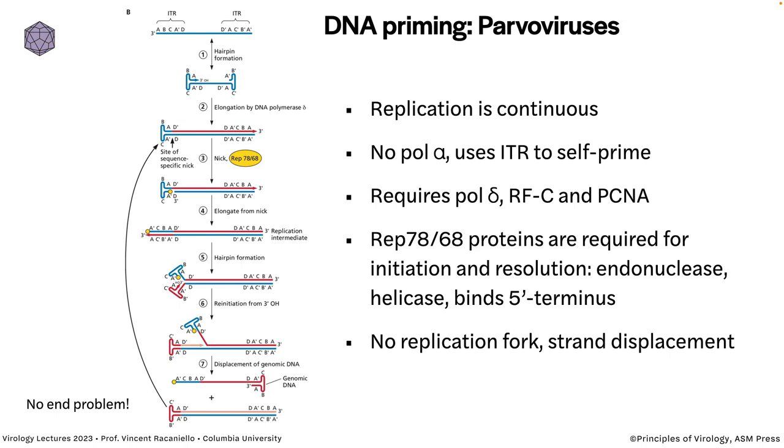And then the cell polymerase will elongate from the nick to the left. So it will fill in that red part there. And now we have a completely double-stranded molecule with both ends copied, right? So both hairpins at both ends are present as double-stranded DNA.